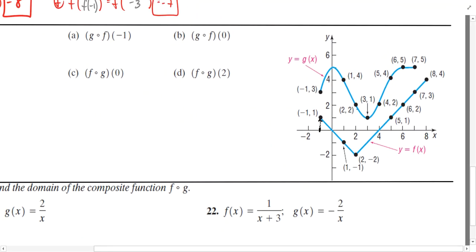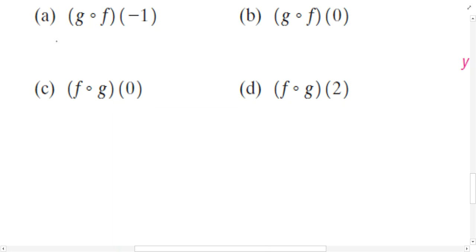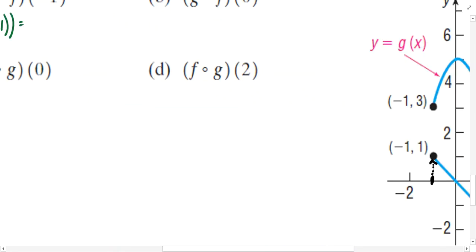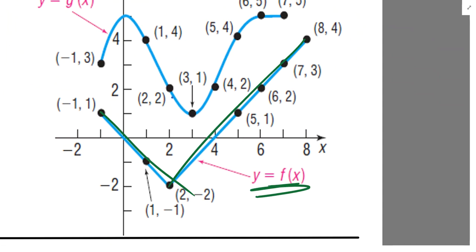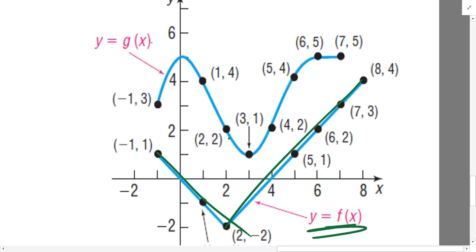Now, in a similar method to the last example, we can find the results of composite functions by looking at the data points on a graph, or interpreting a graph for each of those data points. So in question A, we need to find g composed with f at -1. Well, f evaluated at -1 requires us to look at the function f of x, which is this line here. There's f of x. And then the result from that function will end up being the input for g of x, which is this curved line here.